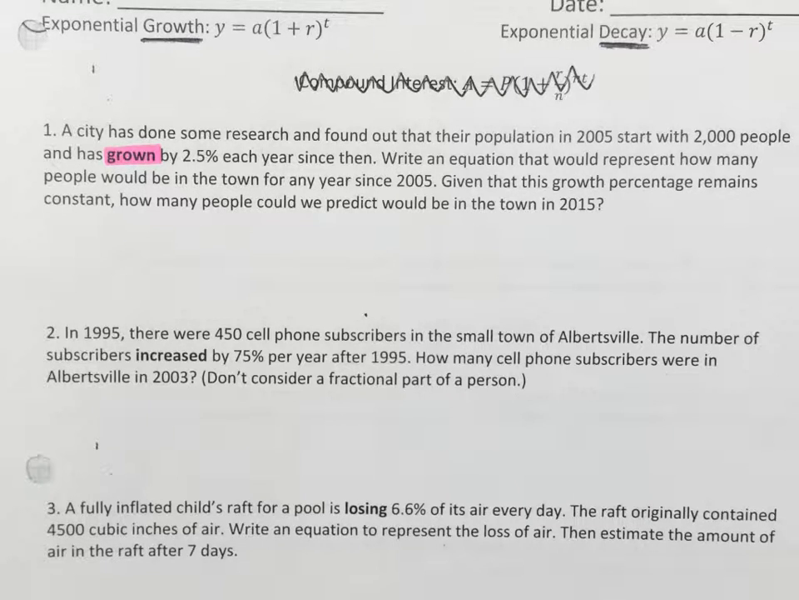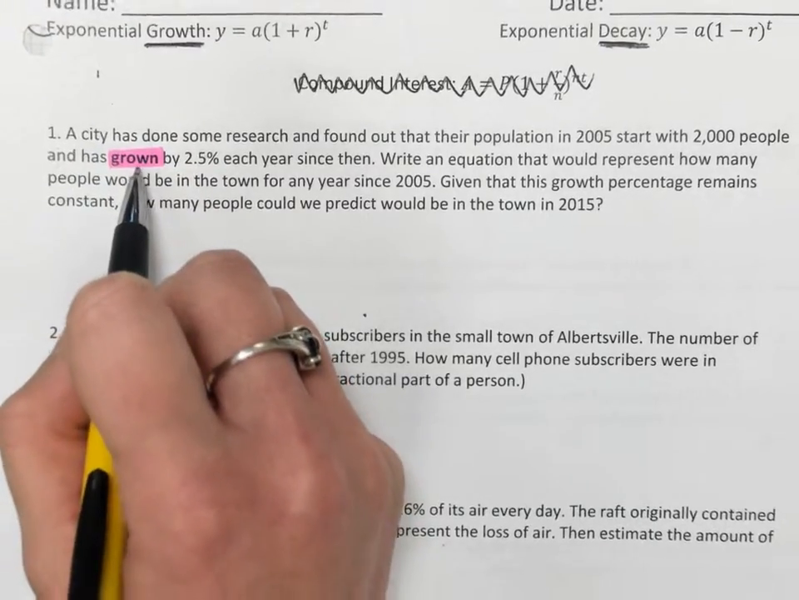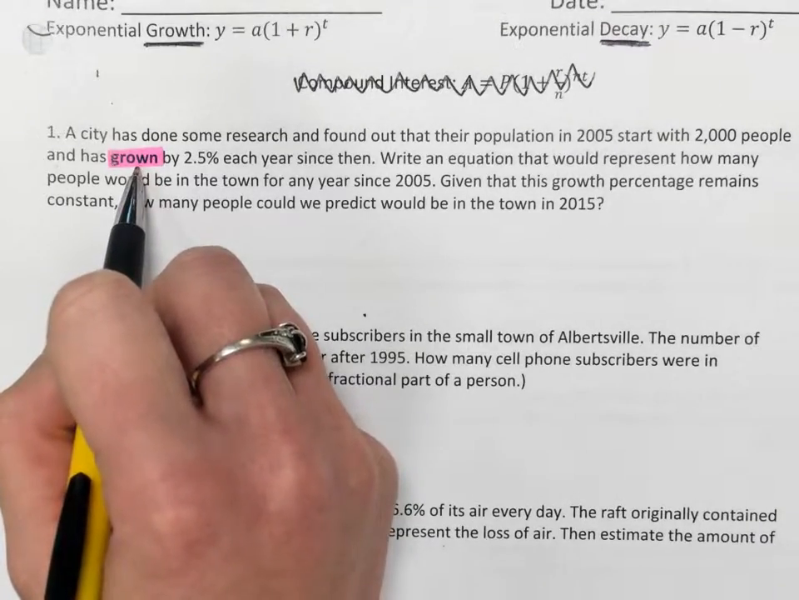Write an equation that would represent how many people live in the town for any year since 2005, given that it grows by 2.5% each year. How many people would we predict in the town in 2050? Okay, so what formula are we going to use? The growth or the decay? Growth. Why? Because it grew, right? Okay, so here we go.